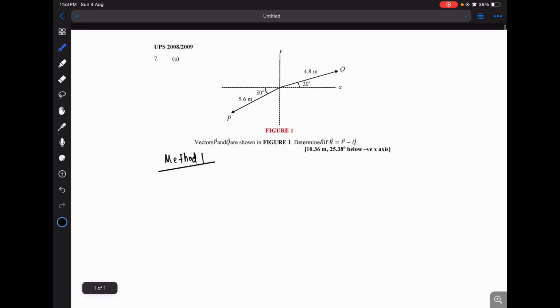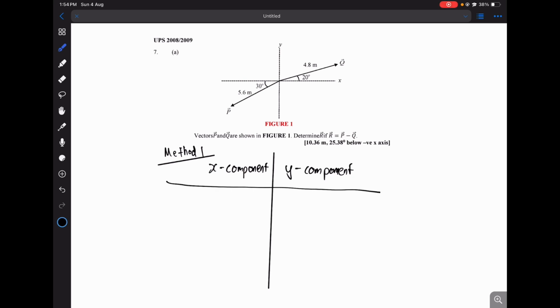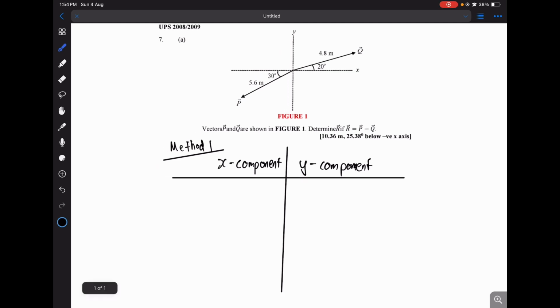So for method 1, we need to find the x component and the y component for each vector. We need to draw a table so we can see clearly. First, we find the x component for vector P. For vector P, we can draw a triangle so we can see clearly. The angle here is 30 degrees and vector P is 5.6 meter.